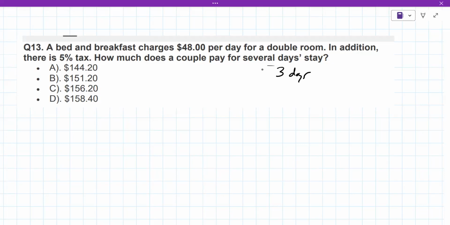So there are 2 approaches to doing this. One is to figure out how much it is per day, including the tax. The second one is to figure out how much the cost is for 3 days, and then figure out the tax on all 3 days. They do give you the same result. Which kind of makes more sense to you?